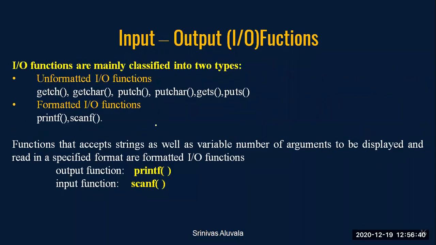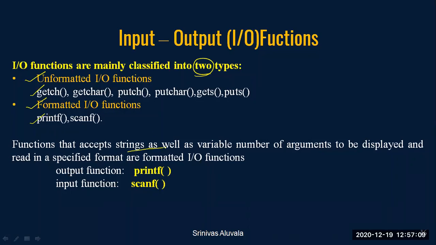Input output functions in C are of two types basically: unformatted functions and formatted functions. An unformatted function doesn't bother what kind of data it is taking or what kind of data it is giving. A formatted function is bothered about what kind of data it is taking and what kind of data it is giving. So that is formatted.